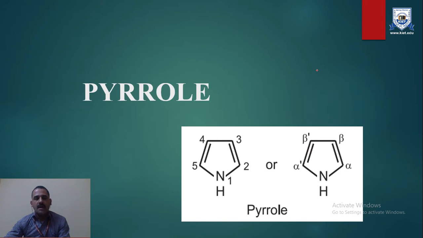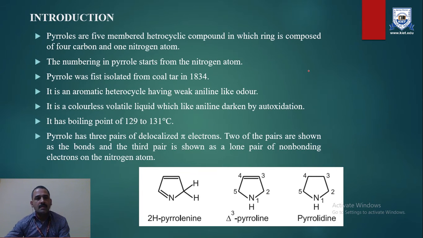Pyrrole is a heterocyclic molecule that generally contains a 5-membered structure. As per the introduction of pyrrole, it is a 5-membered ring where 4 atoms are carbon and 1 atom is nitrogen, which is generally known as the heteroatom of the molecule. The numbering of the pyrrole will start from the nitrogen, or we can say it will start from the heteroatom.